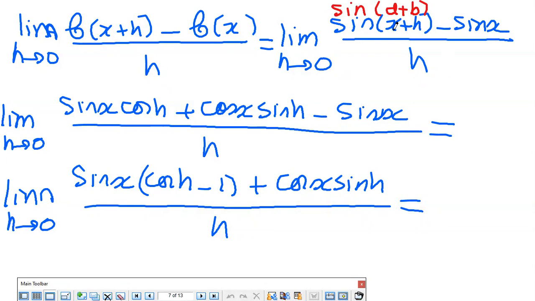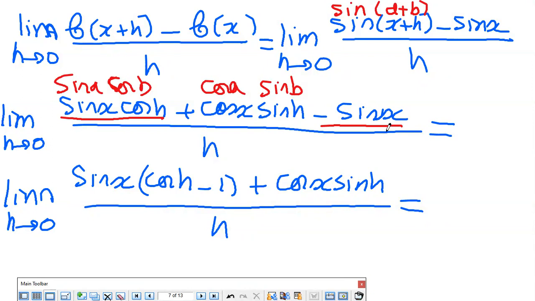And now I will use the formula also from the preceding chapter, sine a plus b. What is sine a plus b? Sine a plus b is sine a cosine b plus cosine a sine b. So it means it's sine x cosine h plus cosine x sine h minus sine x. Now if I take this term, guys, and this one, I have a common factor, sine x. So it's sine x times cosine h minus 1, plus cosine x sine h.